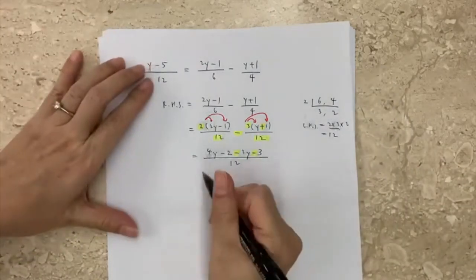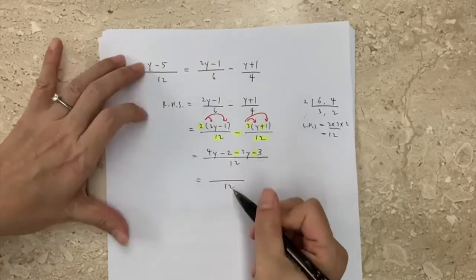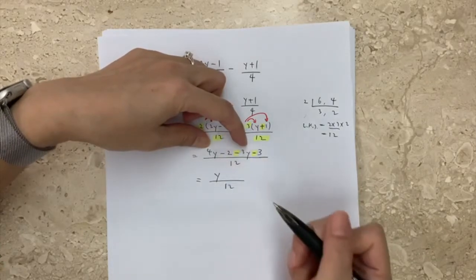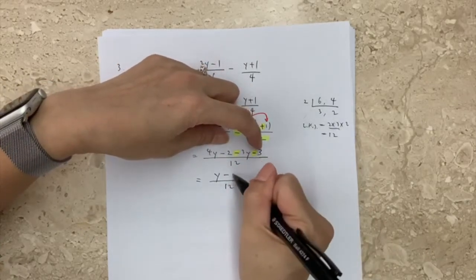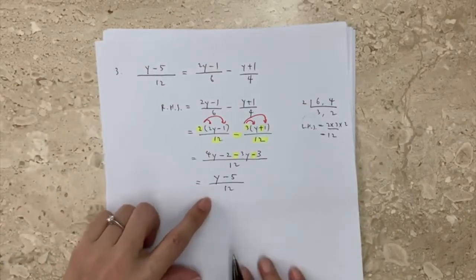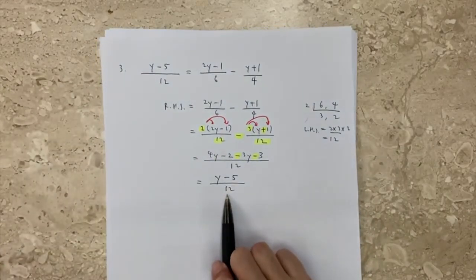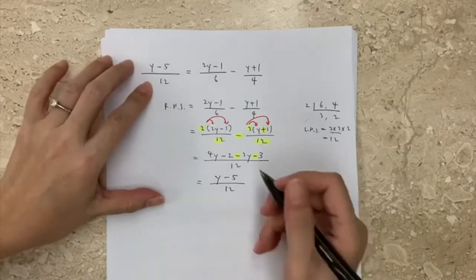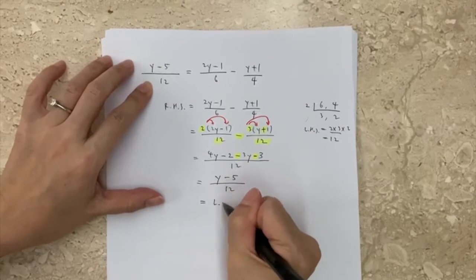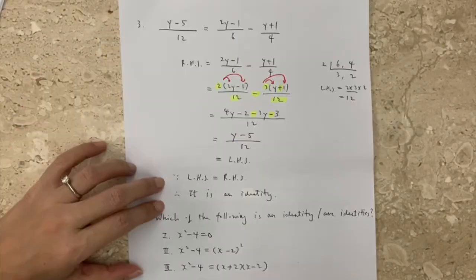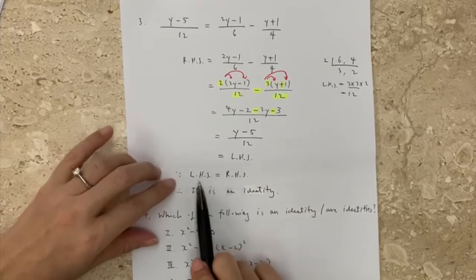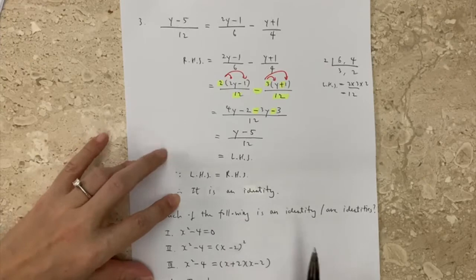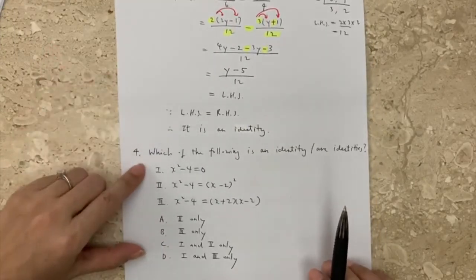All right, so finally we have 12 here for the denominator, and let's check. 4y minus 3y, we get 1y, and then minus 2 minus 3, which is minus 5. So this is what we have on the right hand side: y minus 5 over 12. Checking the left hand side, yes, it is exactly the same. For question 3 here, since the left hand side is the same as the right hand side, it is an identity.